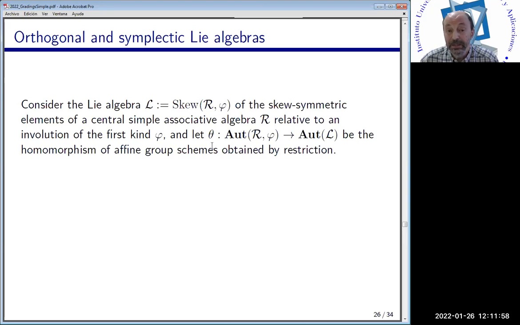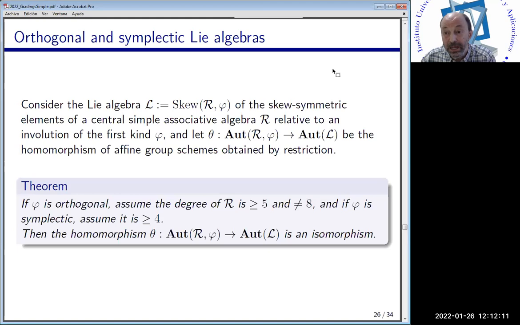And this is a Lie algebra. And by restriction, any automorphism in the associative setting restricts to an automorphism in the Lie setting. And with a few exceptions, these are isomorphisms. And the exceptions are these. If the involution is orthogonal, we will assume that the degree is at least 5 and different from 8. And if it is symplectic, we will assume that the degree is at least 4.